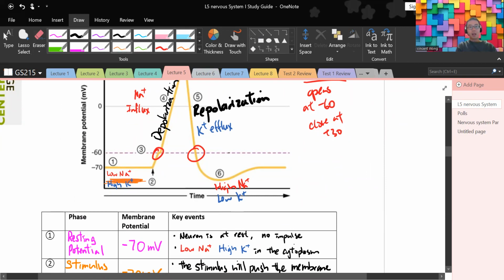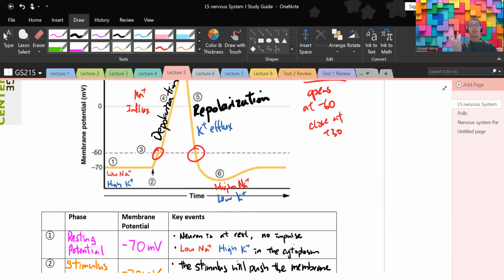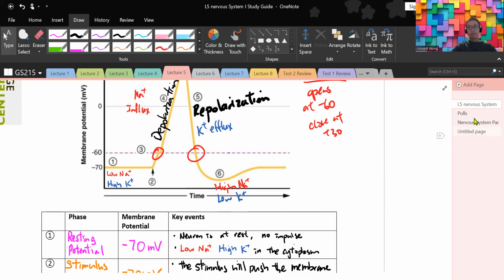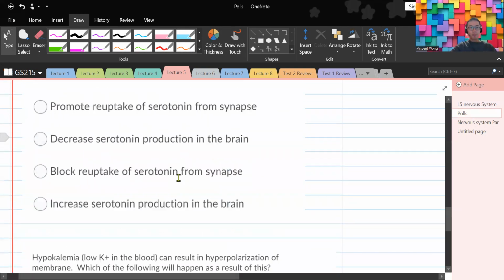So that will make it harder to reach the threshold potential, okay? Because now you are hyperpolarized. It will be more difficult to hit the threshold potential, okay? So if you inject GABA into your arm, for example, you will experience muscle weakness because it's so much harder to reach the threshold necessary to cause the muscle to contract, for example.